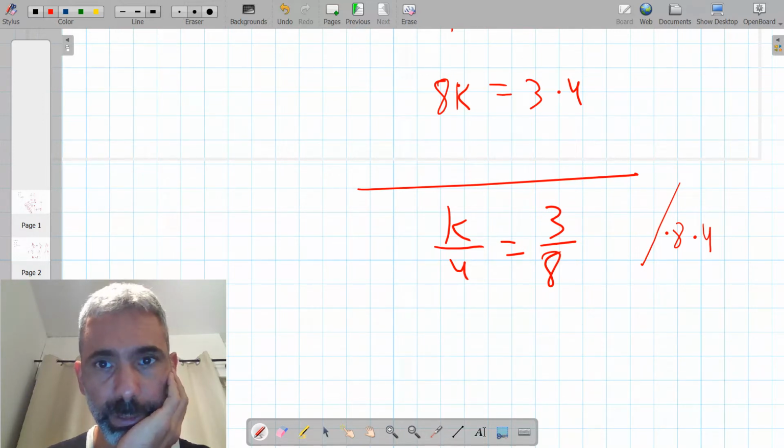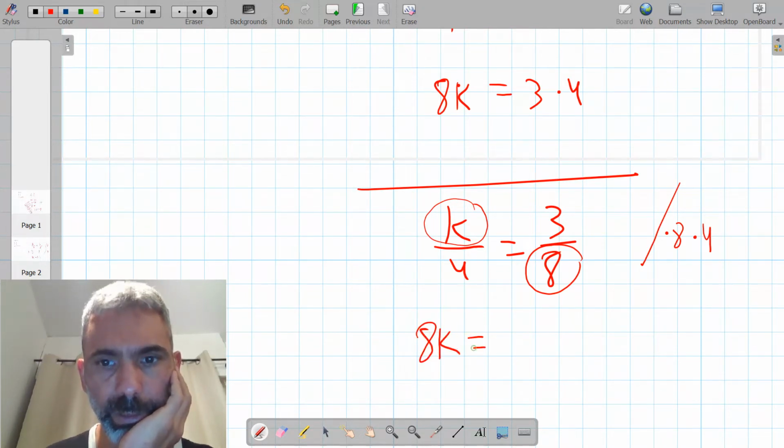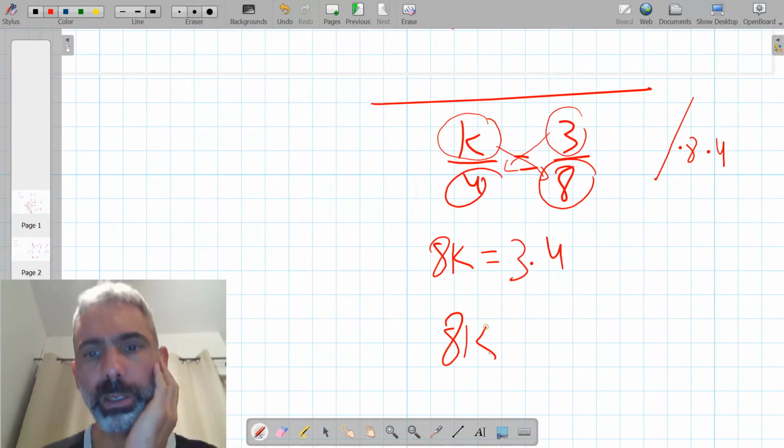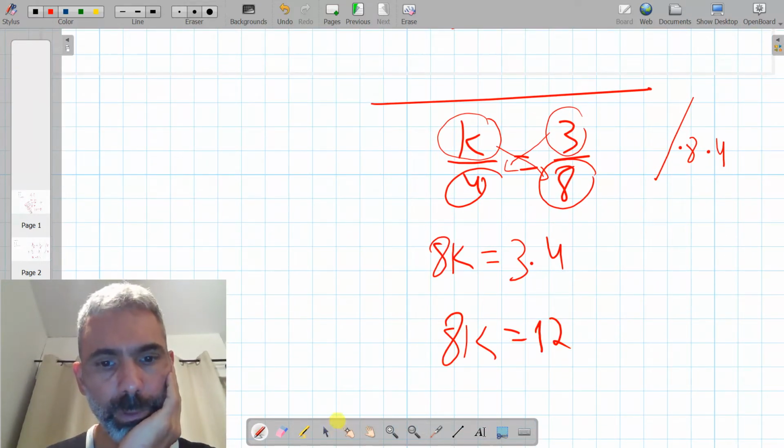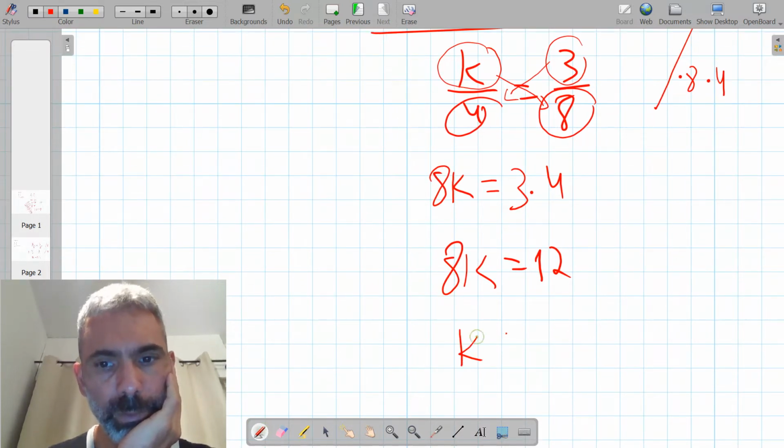What it means is that I'm multiplying this numerator by this denominator. So I get 8k on the left hand side, and I'm multiplying this numerator by this denominator, so I get 3 times 4 on the right hand side. So 8k equals 12. To isolate the k, we need to divide 12 by 8.